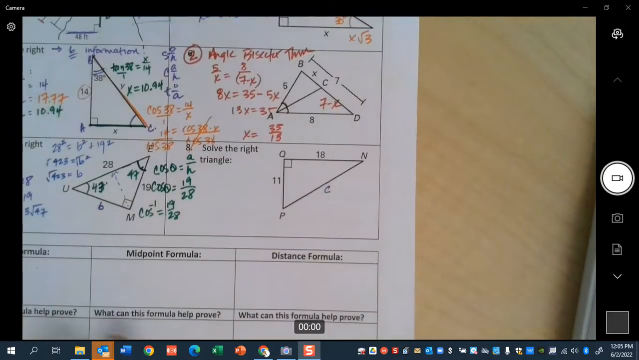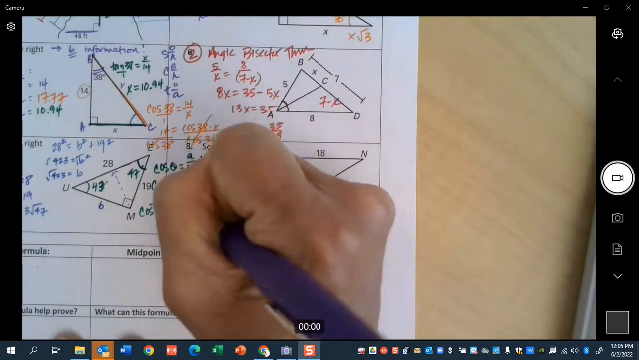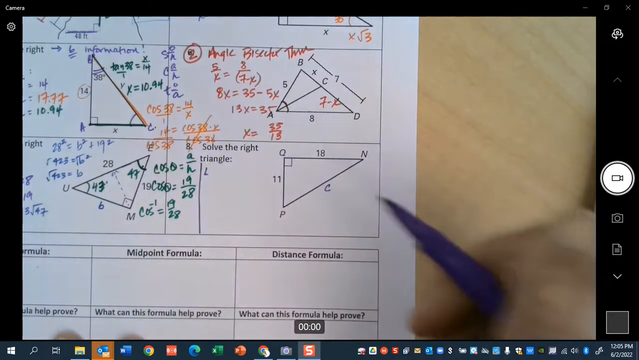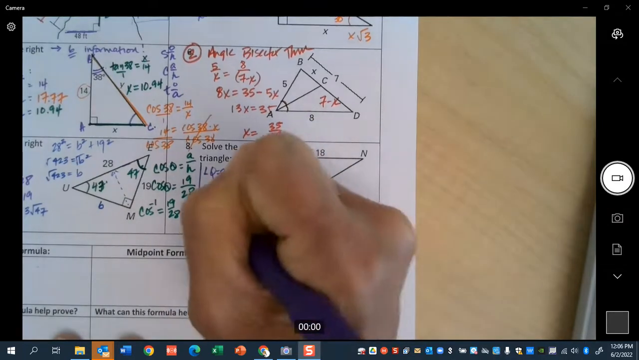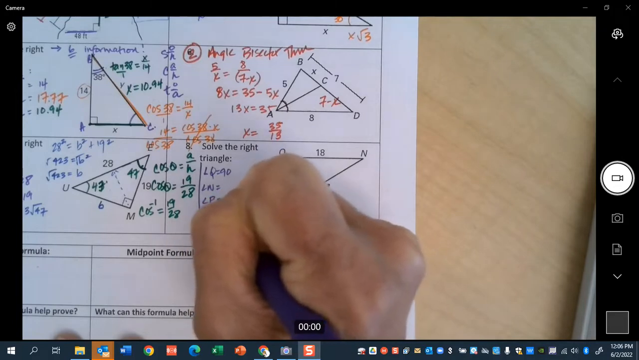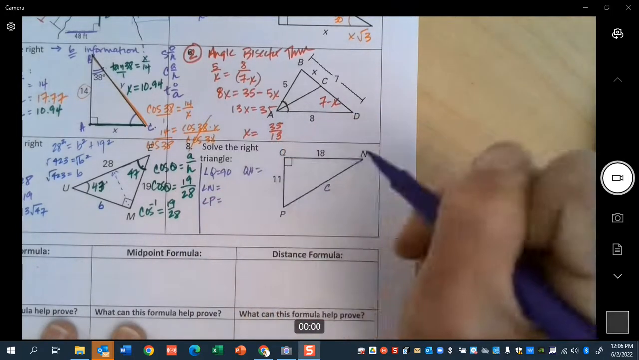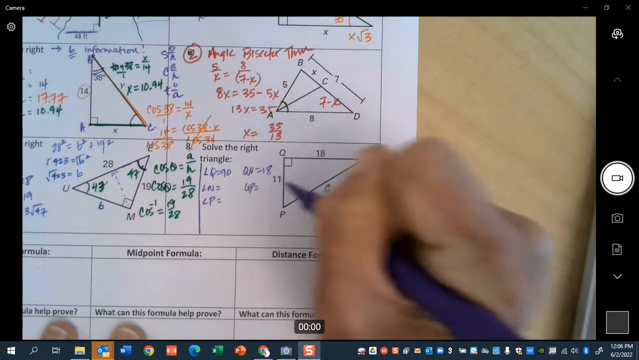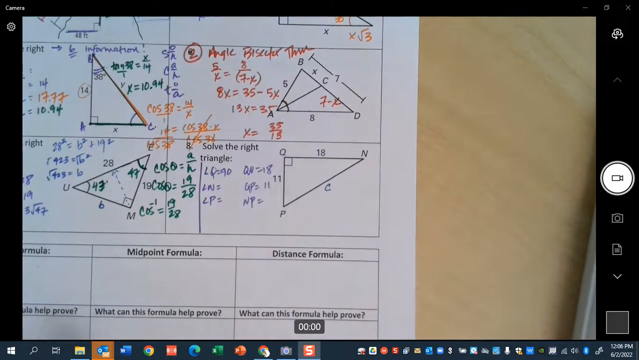All right, we're going to go back to this one. And I've got my 3 angles. I'm running out of space here. So I've got angle Q is equal to 90 degrees. Angle N I need to work on, and angle P I need to work on. The distance from Q to N is equal to 18. The distance from Q to P is equal to 11. And the distance from N to P I need to work on.